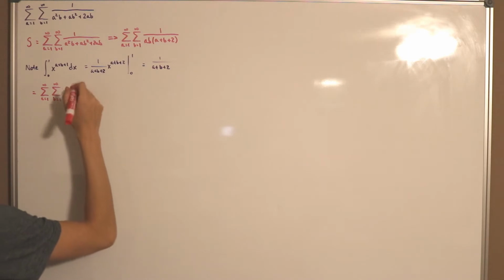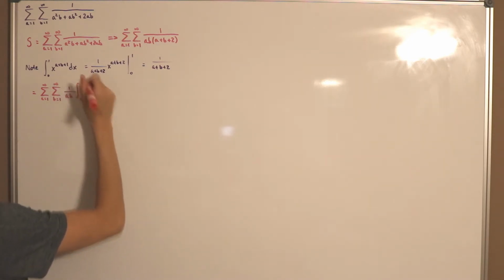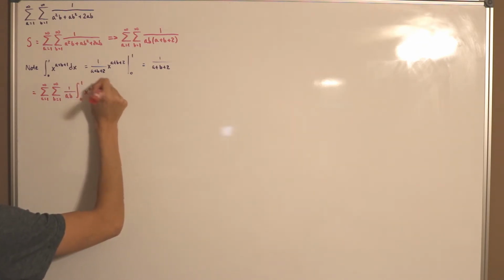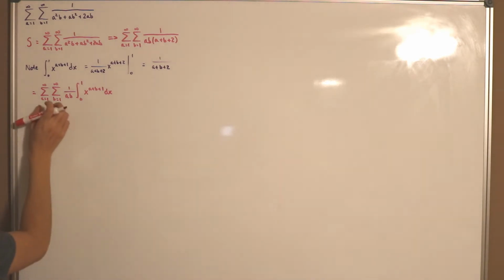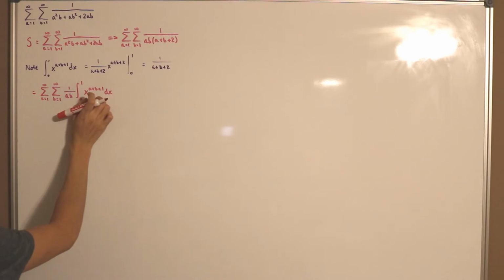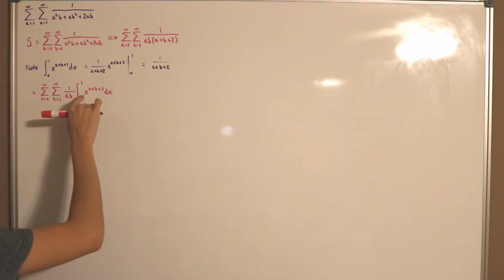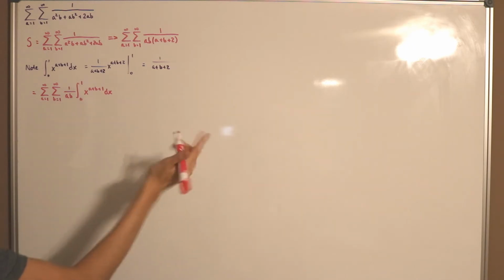Of 1 over a times b, integral from 0 to 1 of x raised to a plus b plus 1 dx. Okay, and now I can actually interchange. So meaning I'm going to move both the double sums inside of the integral. But this also means that I'm going to write x raised to the 1 as separate.